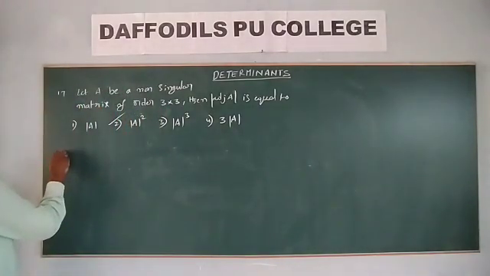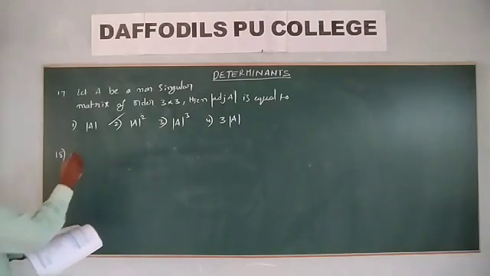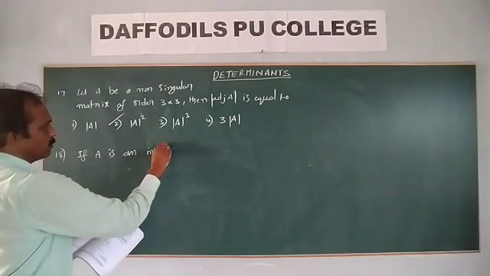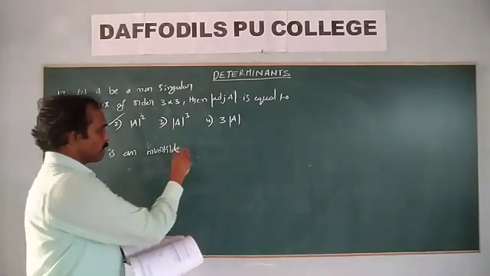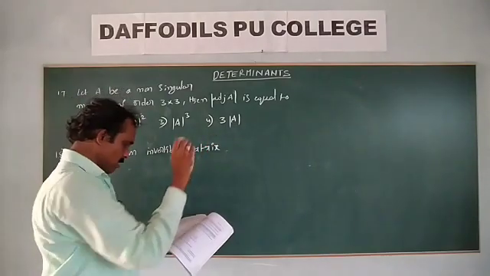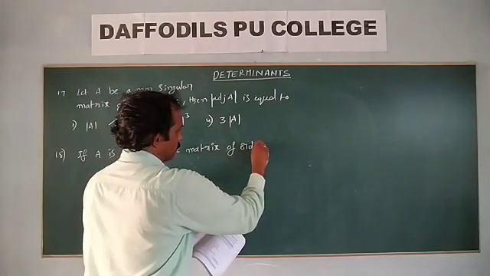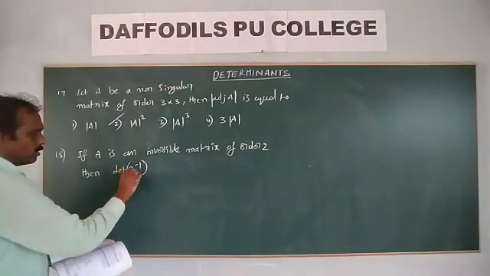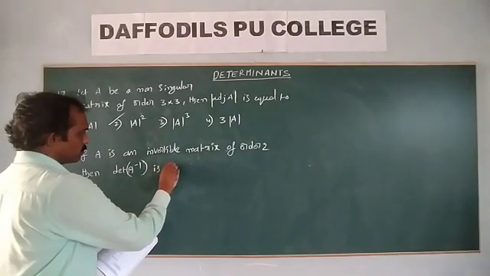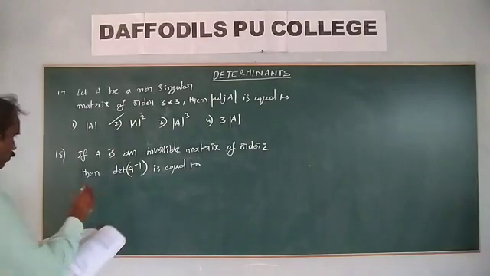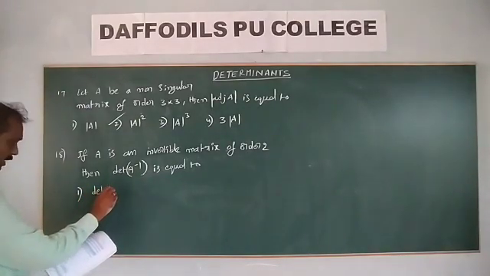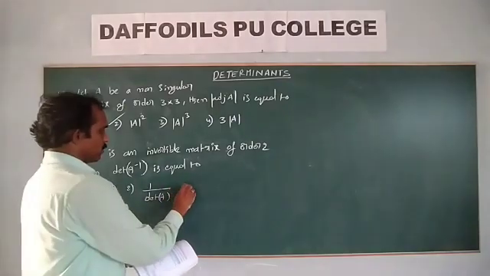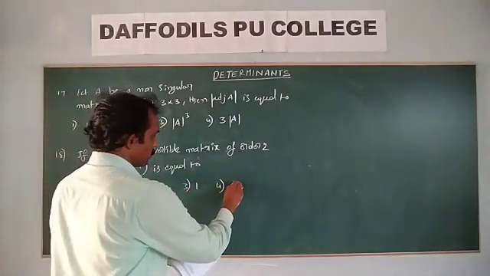Next, 18. If A is an invertible matrix of order 2, then det of A inverse is equal to: first option det A, second option 1 by det A, third option 1, fourth option 0.